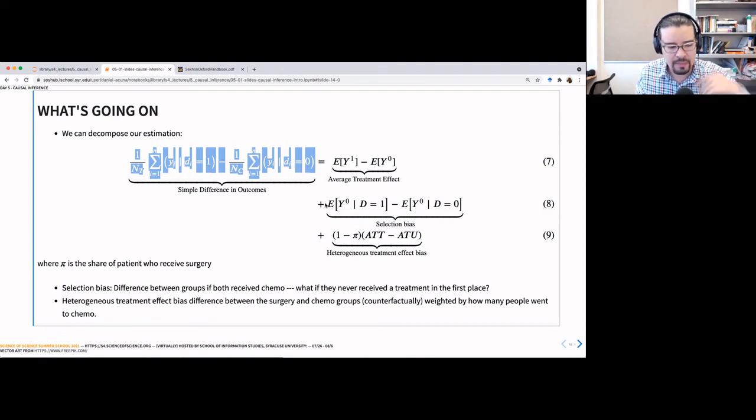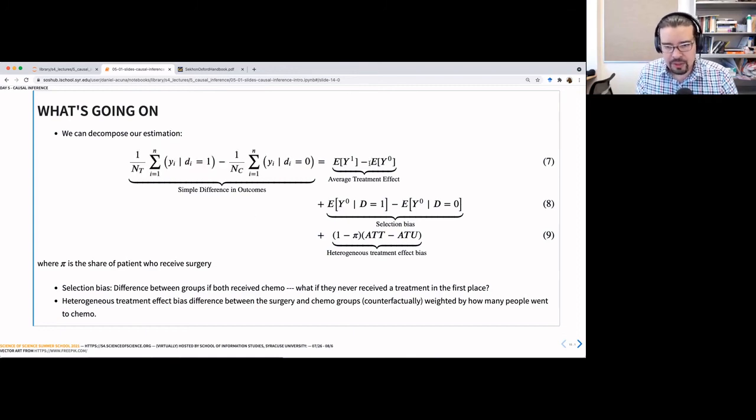All the methods that you see out there, from the oldest, propensity score matching, to the newest, there are deep learning methods for causal inference. They all are just trying to get rid of these biases with various assumptions and clever ways of doing it.